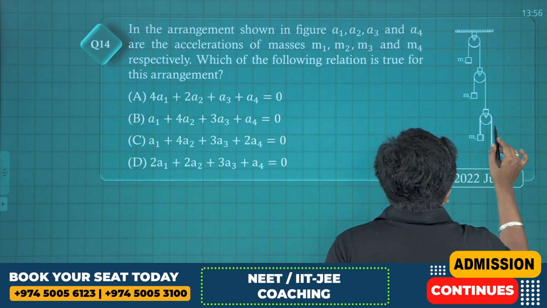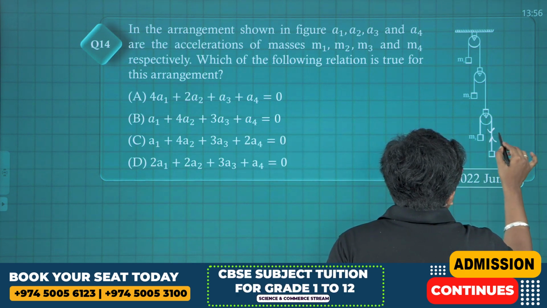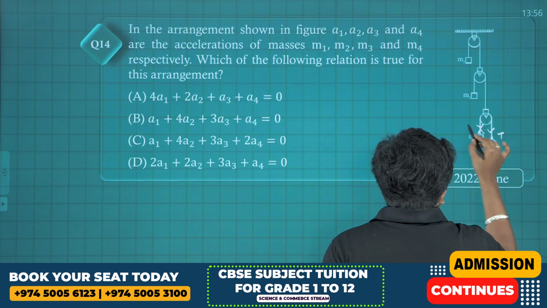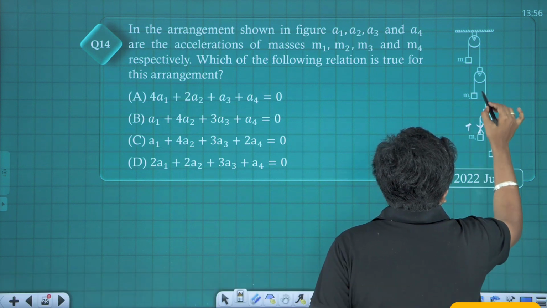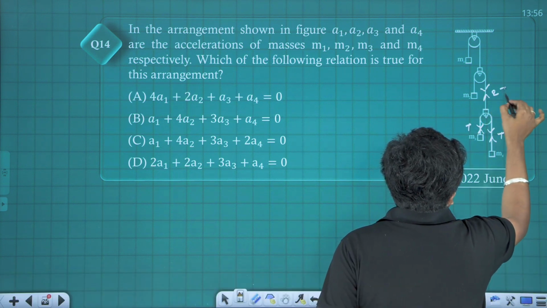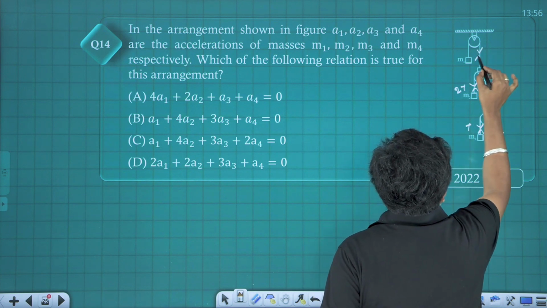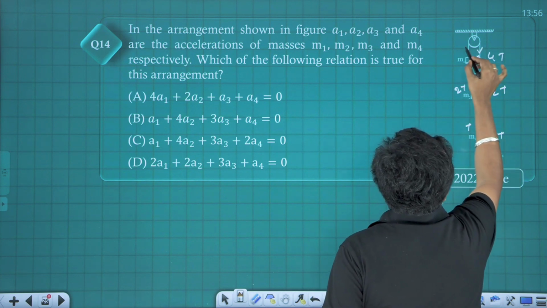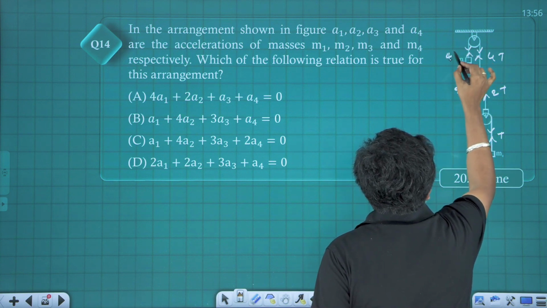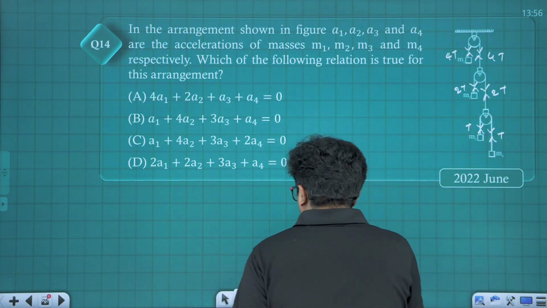So if I mark this as T, this one is also going to be T. So here this is going to be 2 times T and here this is 2 times T. Here this is 4 times T and here also it is going to be 4 times T.